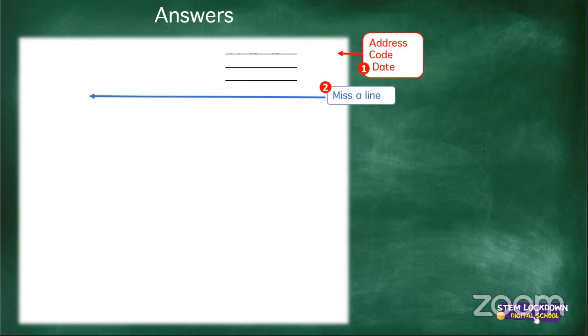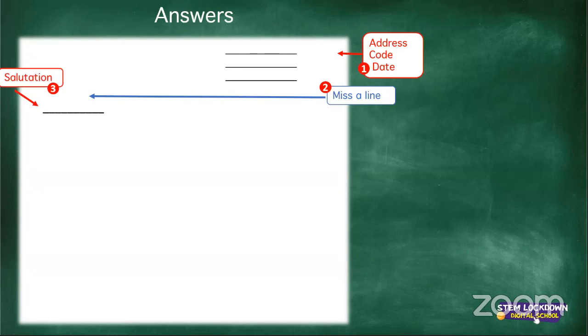Here are the answers. So the very first box was your address, the code, and the dates. Those 3 go together, your address, followed by your postal code, followed by the date. Did you get that? Good. Then we had to miss a line. Did you do that? You missed your line.